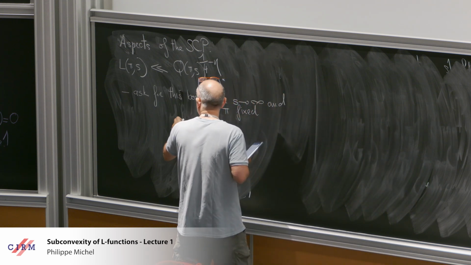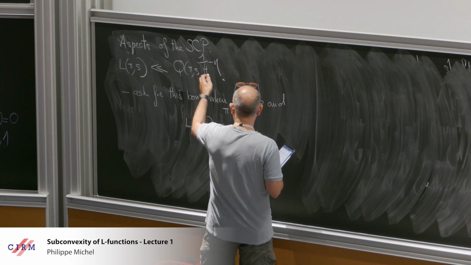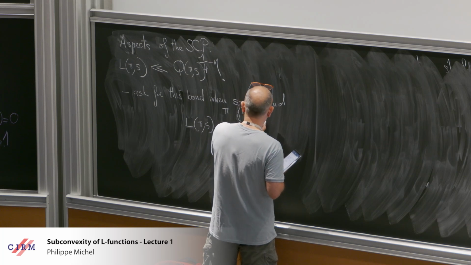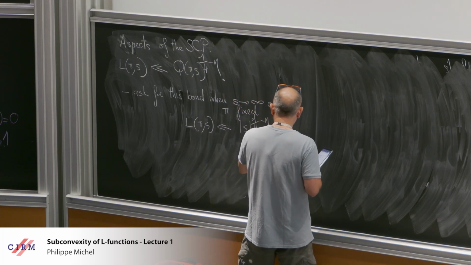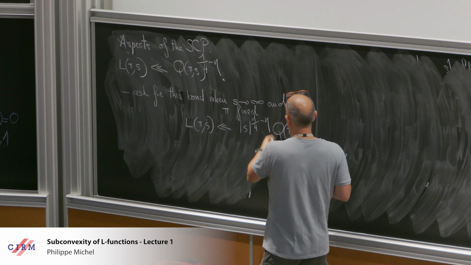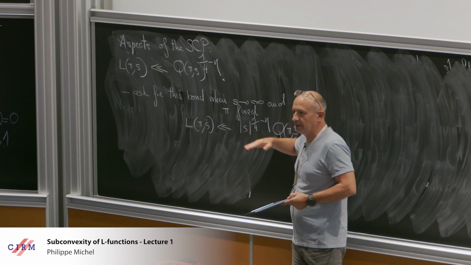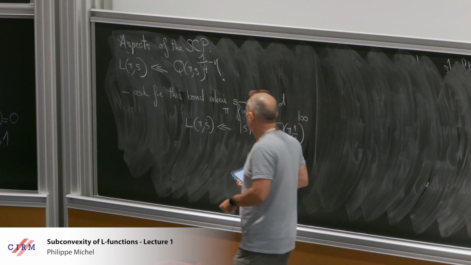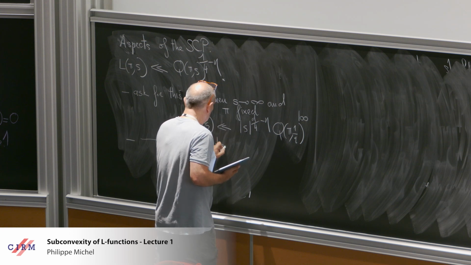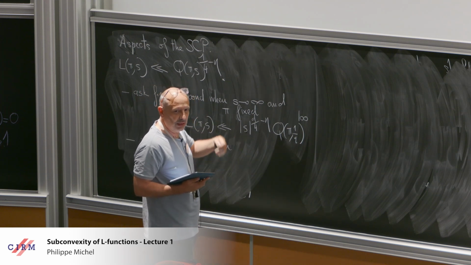So you could ask for L pi of s being bounded by s to the power d over 4 minus eta, times, say, q pi at 1/2 to the power 100. So you see, you have a very bad bound when pi is growing, but you have a subconvex bound if you let s go to infinity. So that's one option. This is called the S aspect. Solve the subconvexity problem in the S aspect.